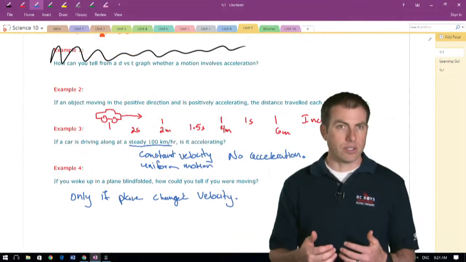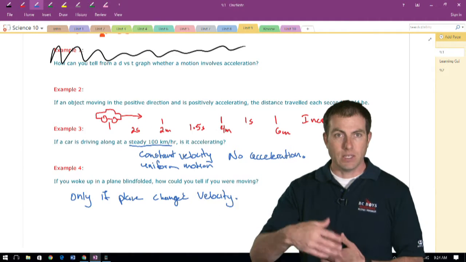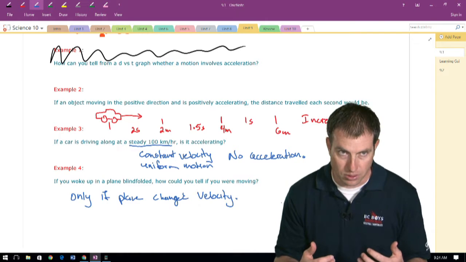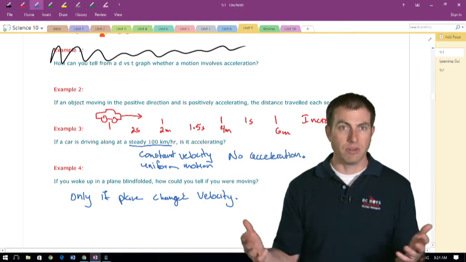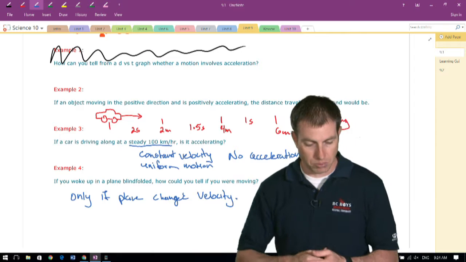If you're in a car at a stoplight, you're completely stopped, you just sit there, everything feels normal, and then you take off, you get pushed back into your seat, and then you get to the next stoplight, you slow down. When you're traveling at the speed limit, you don't feel any different than you normally would, but as soon as you hit the brakes, you feel like you're moving forward.